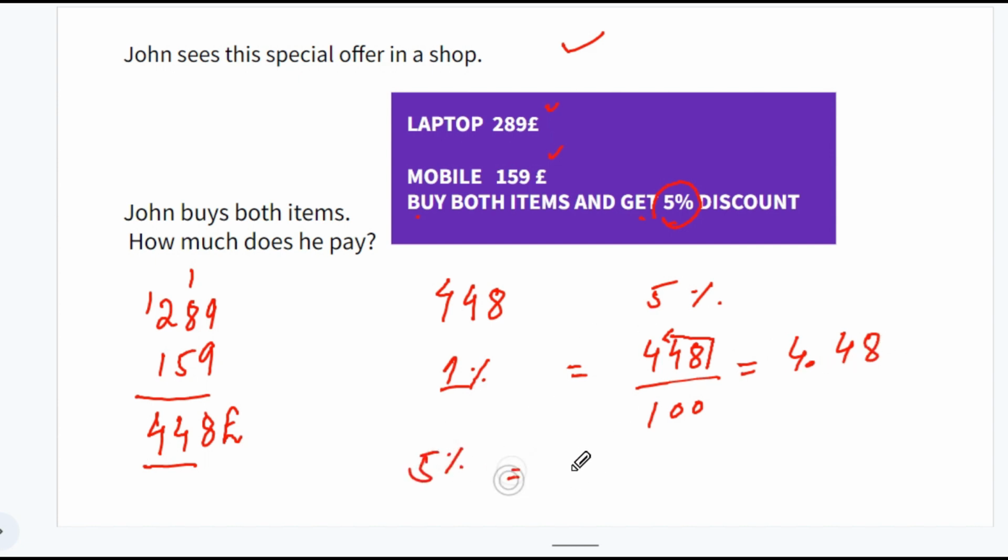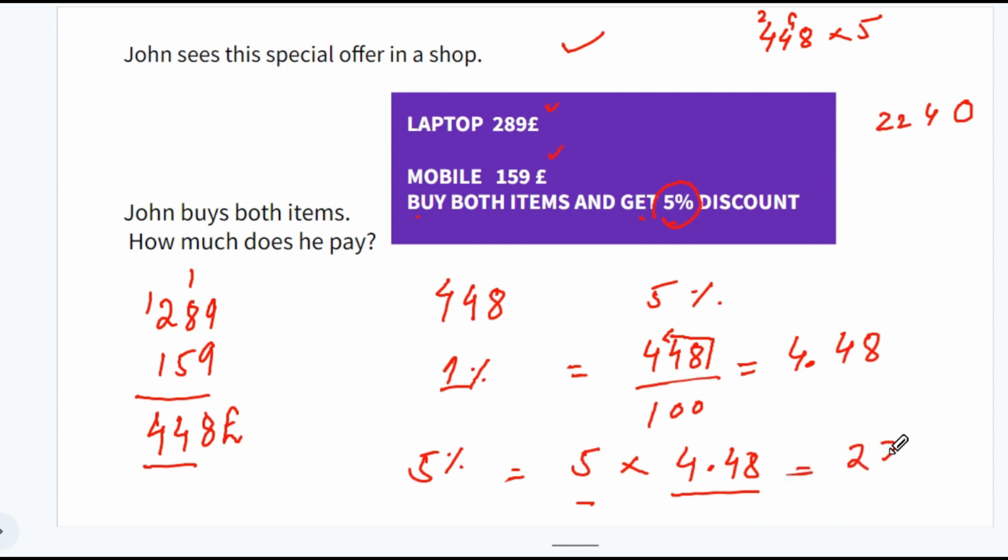5% means we need to multiply this by 5, and for that we need to do the same thing: 448 times 5, right? 5 times 8 is 40, 5 times 4 is 20, and it will be 24. Then again 20 plus 2 will give you 2240. Now where is your decimal going to stay? After 2 digits from here, and here it will stay. 22.4 is the discount on the total price, right?